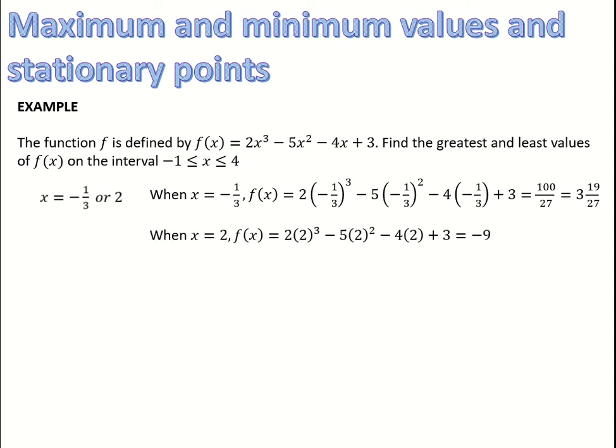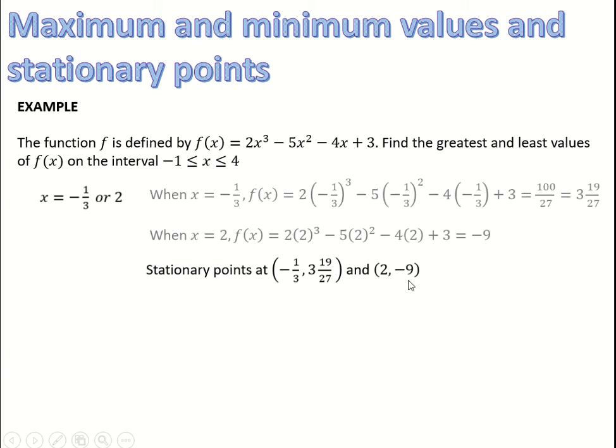But do the same with 2. When x is 2, then f of x equals -9, in which case the y value is -9. That tells us, and all it tells us, is that there are stationary points at those 2 values. So when x is minus a third, we have a value of 3 and 19/27, and that's some form of turning point. It could be maximum, it could be minimum. You can kind of look at these and work it out, but try not to rely on that too much. And then there's another turning point at (2, -9).